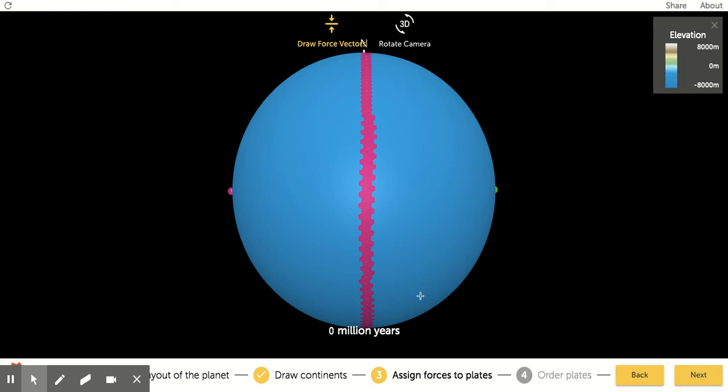Okay, now we're going to assign our forces to our plates. Since they're convergent, we're going to draw our arrows coming together. So make that plate move this way, and then I'm going to move this plate to move that way, straight at it. So that's a convergent plate boundary, when plate boundaries are coming together. Okay, so there we have it. Now we're going to hit next.